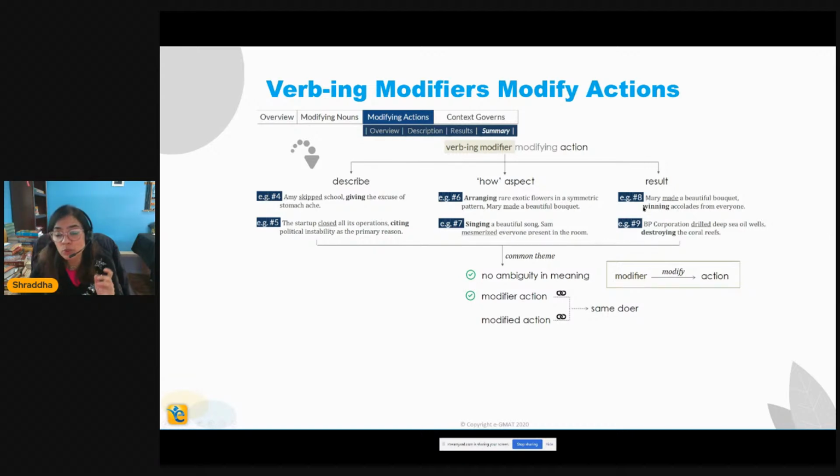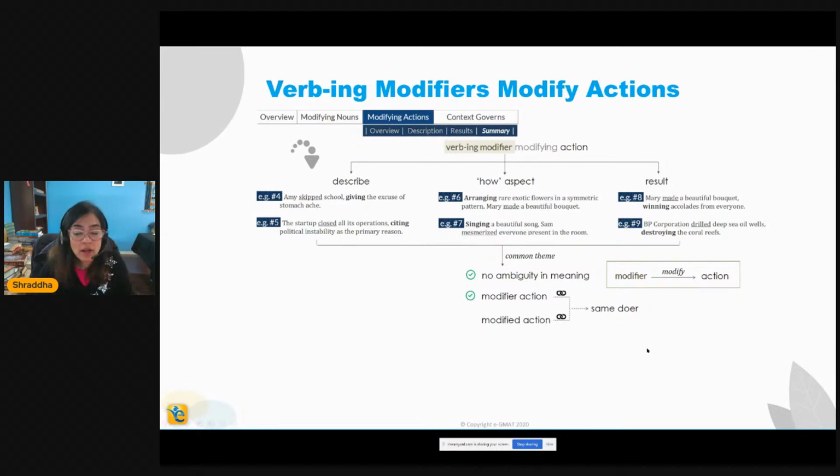Let's take an example of the result part of it. If I take example 8, Mary made a beautiful bouquet. So who made the beautiful bouquet? Definitely Mary, winning accolades from everyone. Now, who won these accolades? Again, the answer is the same. It is Mary, because she created the bouquet, and for that she received appreciation, right? So this is another very specific trait of the verb-ing modifiers, that the doer of the modifying action and the modified action will always be the same.